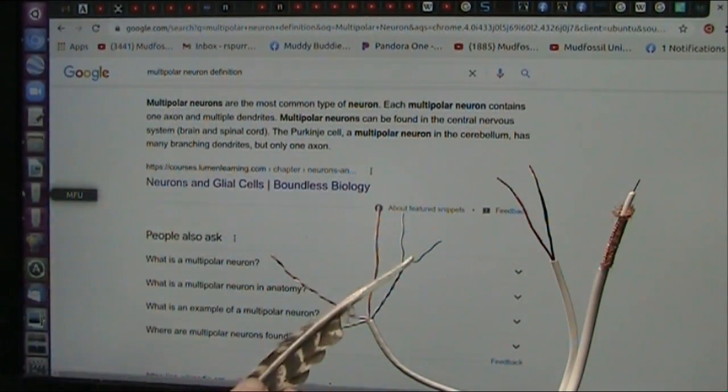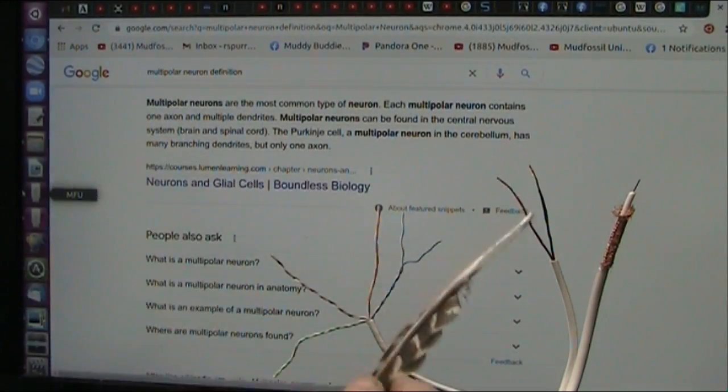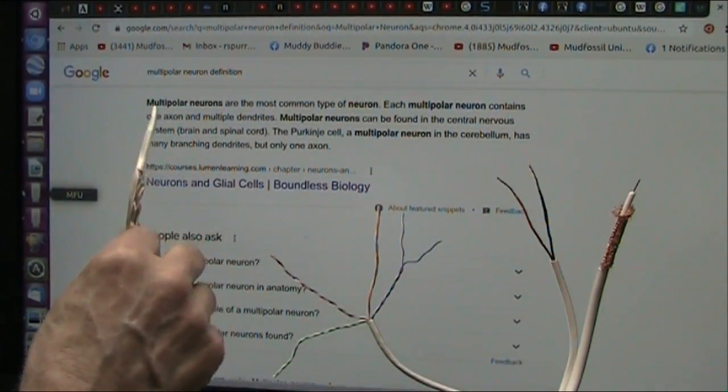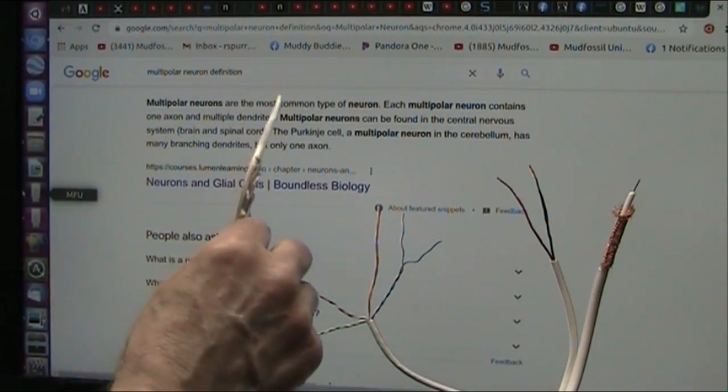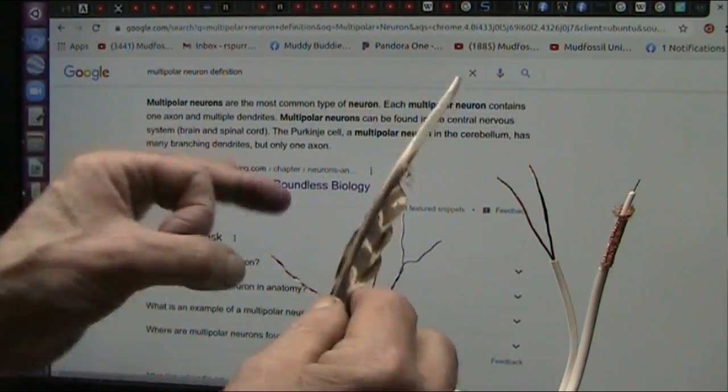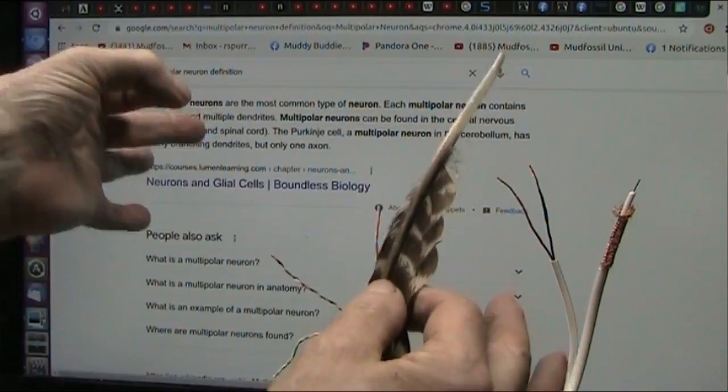And what are we going to end up talking about? I'm going to show you in a second. It's going to be fabulous. You're going to love it. Multipolar neurons. It's the most common type of neuron, which means it's like a little computer spot.